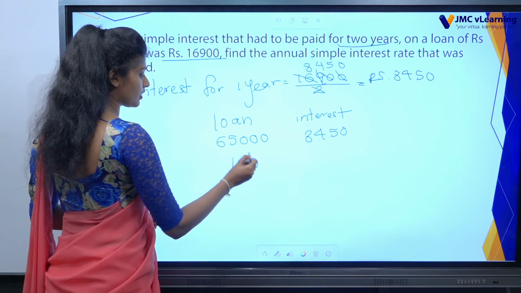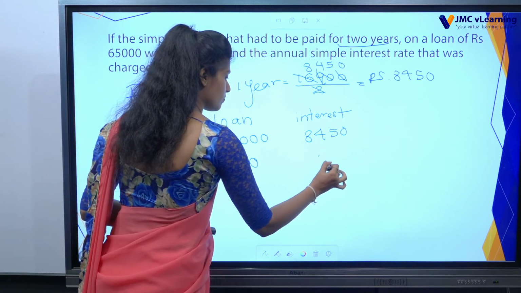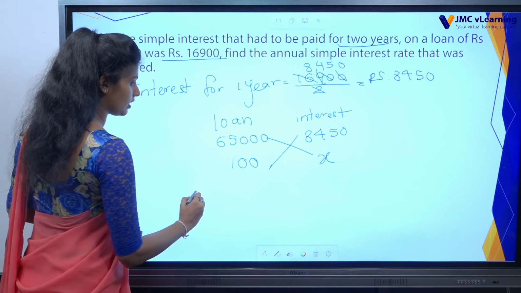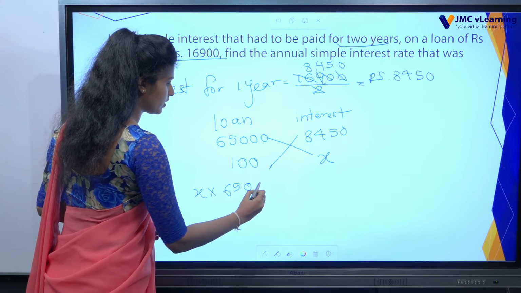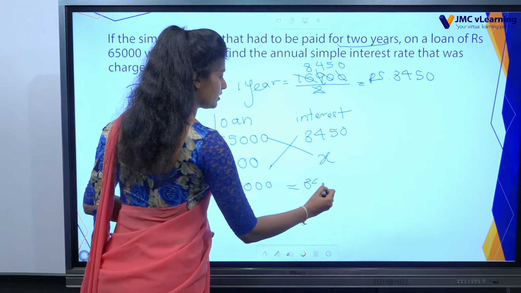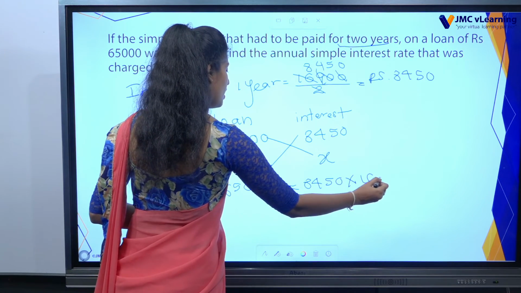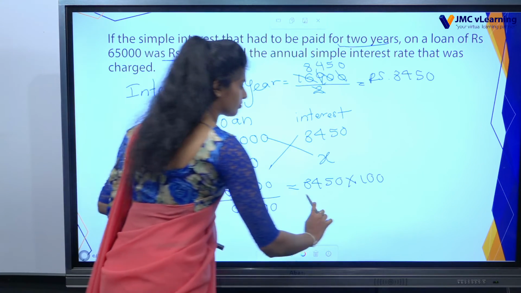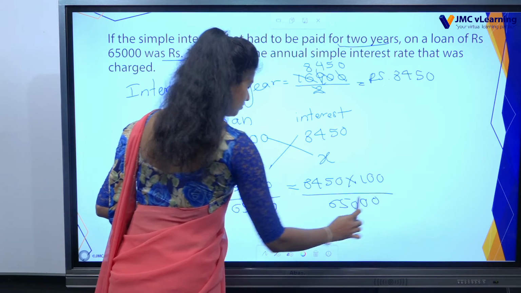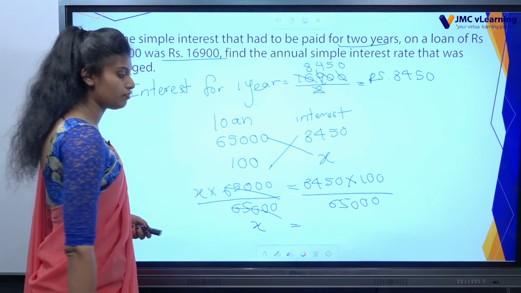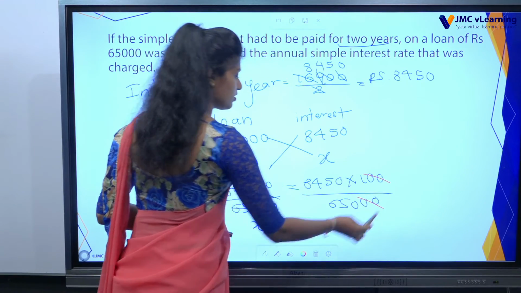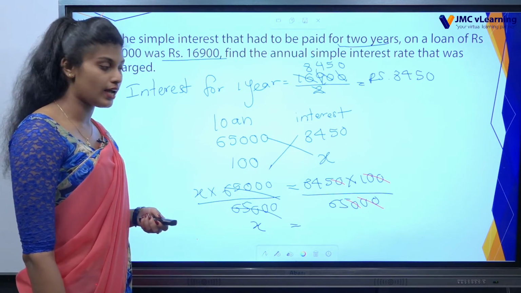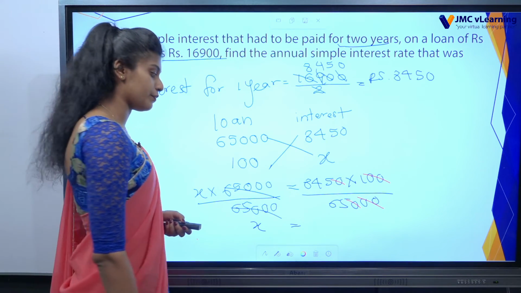When the loan is 100, how much is the interest? We put it as x. Use the cross multiplication method. Then x into 65,000 equals 8,450 into 100. So let's divide both sides by 65,000. Then what's the value of x? You can cut these zeros and this 0. Using which number can you divide both the denominator and numerator? Let's divide them by 5.